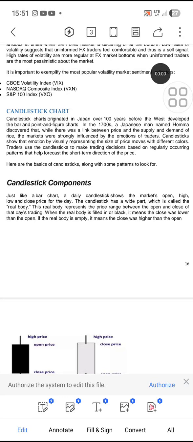So I want to just explain candlestick chart. After you learn candlestick chart, the next thing you need to learn is market structure. Then I'll expose you to how I trade.